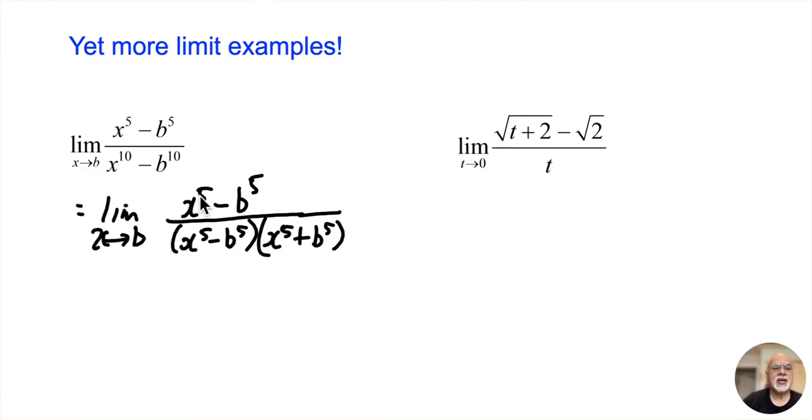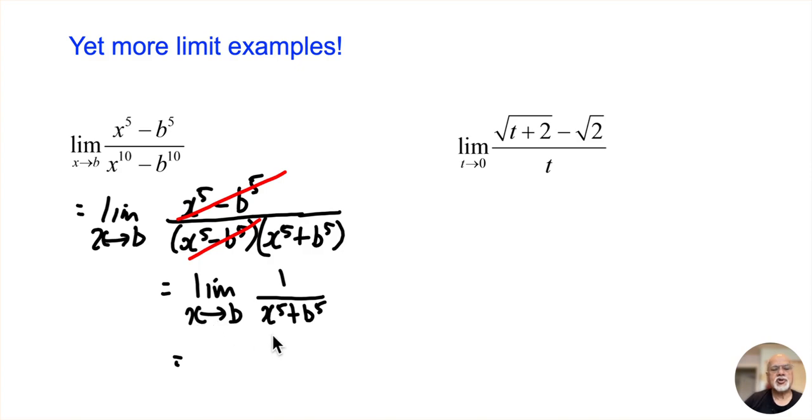Okay, and the x to the fifth minus b to the fifth cancel, and so we just end up with the limit as x approaches b of 1 over x to the fifth plus b to the fifth. And if we let x approach b, then this becomes a b to the fifth on the bottom plus another b to the fifth, which is just 1 over 2b to the fifth.